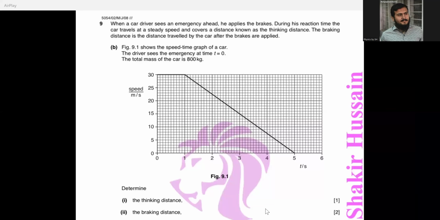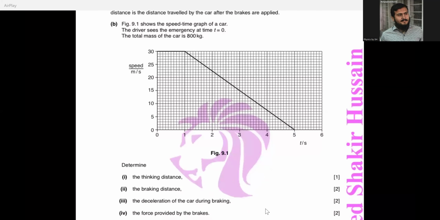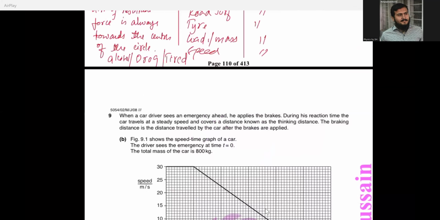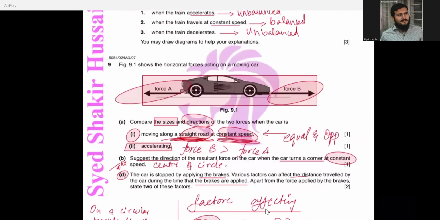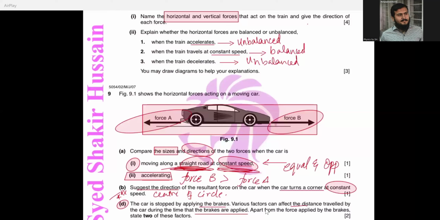This was the question. I hope no one had a problem with it. I had a problem in this one. Not really a problem, I just didn't know how to calculate or determine the thinking distance. That's the only problem I had. I didn't have any other problem with that. All right.